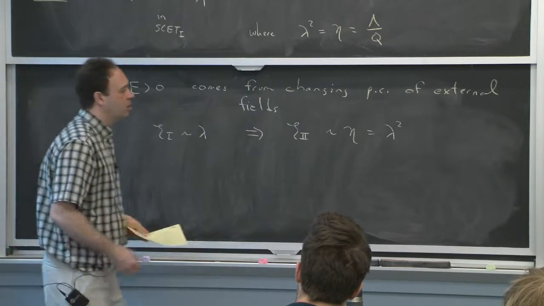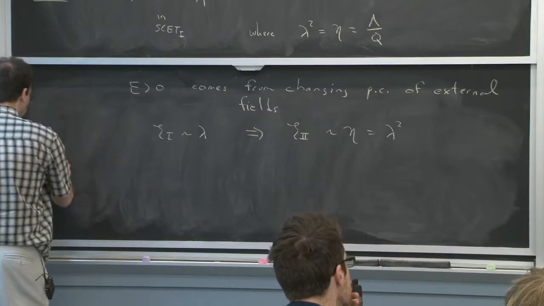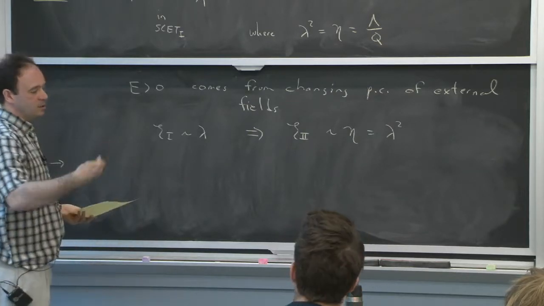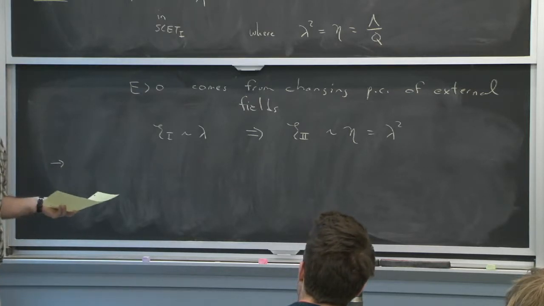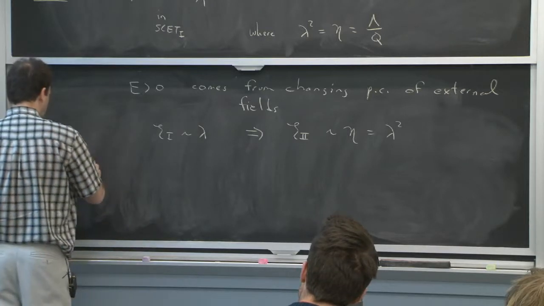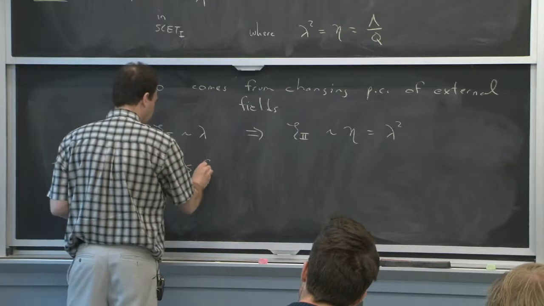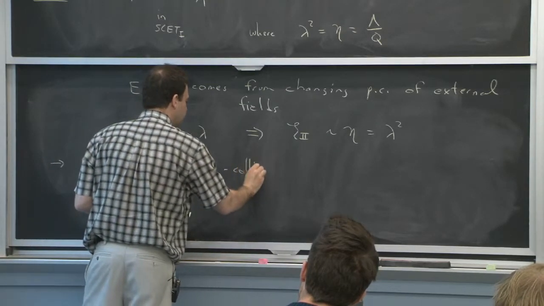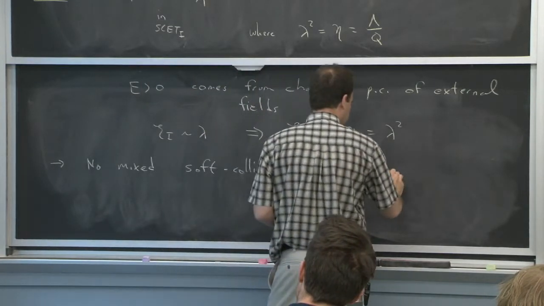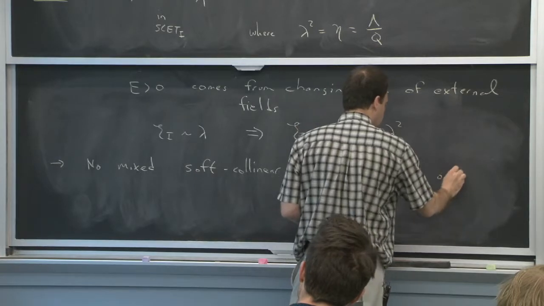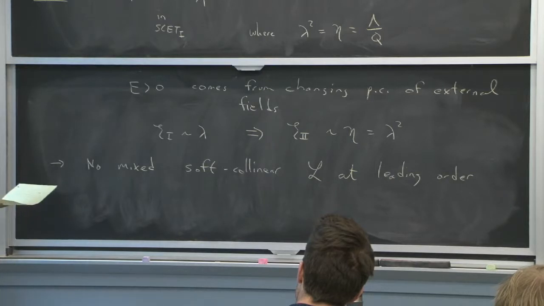OK, so what do we learn if we put all these things together? Well, one thing, since the soft and the collinear fields don't talk to each other, when you write down Lagrangians for them, they're totally decoupled right from the start. And so there's actually no mixed soft collinear Lagrangian at leading order. And so all the meat of this theory is coming about when you integrate out these off-shell modes and you construct the external operators.